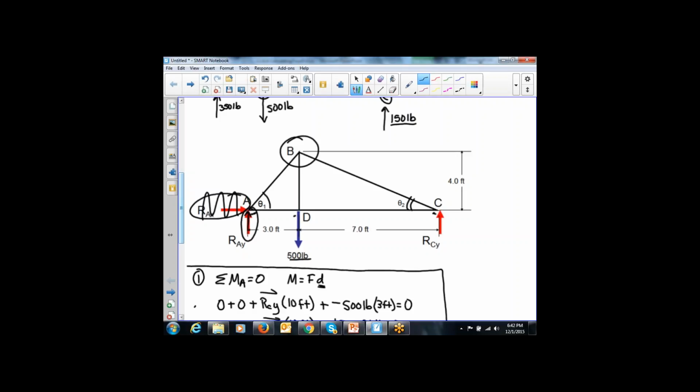C is really equivalent to A. We've got just this one reaction force. We've got a diagonal. We've got a horizontal. Because we didn't have that left-right push at A, C is equivalent to A, so they're interchangeable.